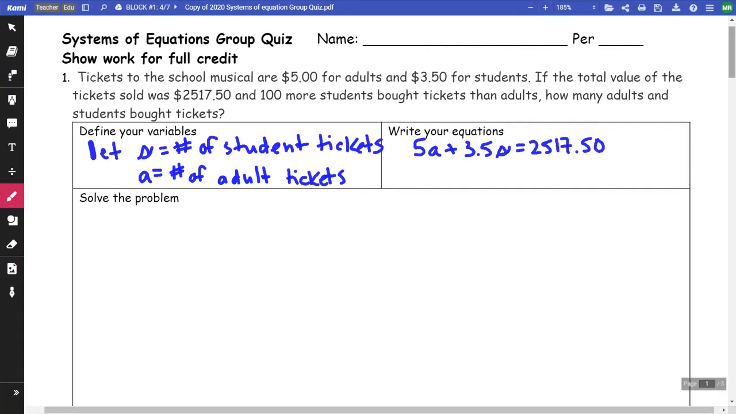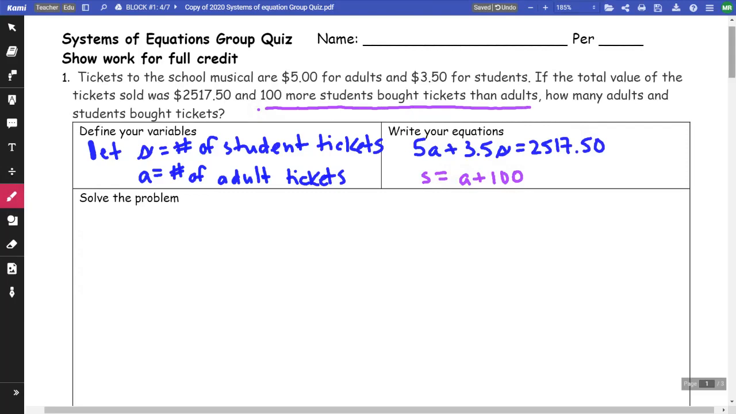$2,517.50. Now, the second equation, I'm going to be dealing with this 100 more students bought tickets than adults. So more students than adults. So my students is going to equal adults plus 100. Okay, because again, my students are more. And so I'm going to add 100 onto my adults to get my same number of students.